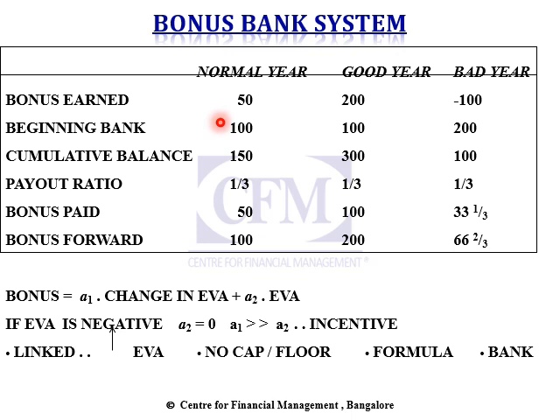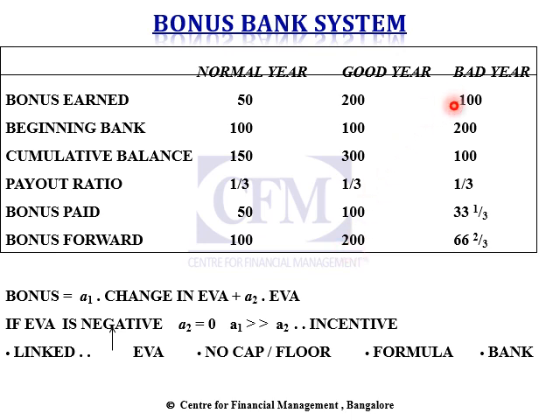Let us say the bonus bank has an initial balance of 100. The cumulative balance at the end of the normal year would be 150. The payout ratio is 1 by 3. So the bonus paid is 50. If from a cumulative balance of 150, 50 of bonus is paid, there is a balance of 100 which is carried forward. In a good year, when the beginning bonus balance is 100, and 200 bonus is earned, the cumulative balance becomes 300. The payout ratio is 1/3. Bonus paid is 100. Bonus carried forward is 200.